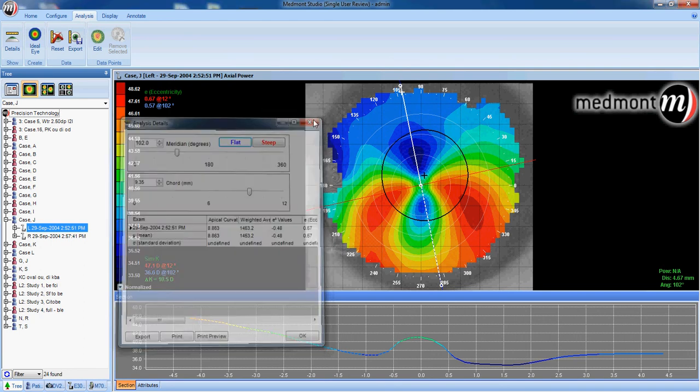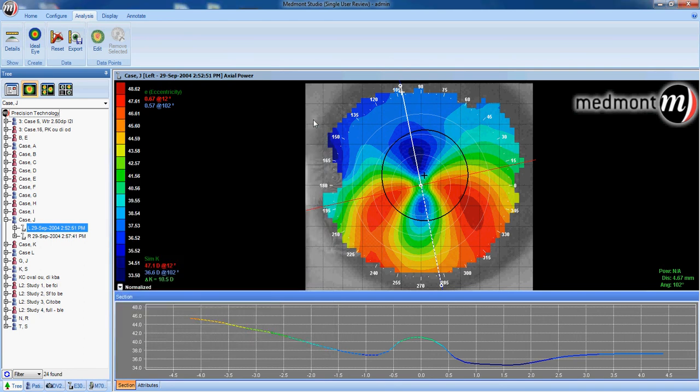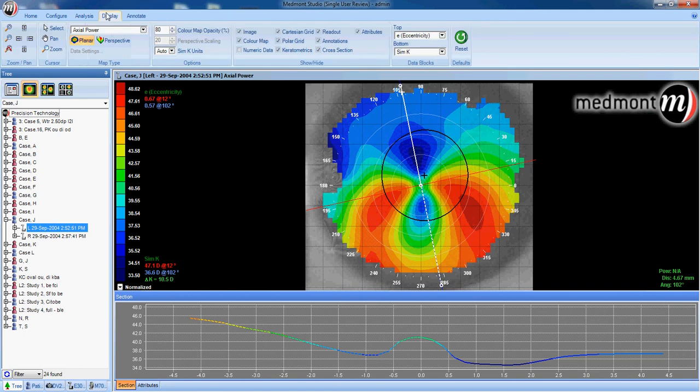Let's close this window down, and we can look at the display option. Presently we have axial power displayed. Axial is the best way to interpret the type of astigmatism, be it against the rule or with the rule. In this case we can see clearly an against the rule corneal astigmatism. Is it regular or irregular? An axial map helps us to understand that.